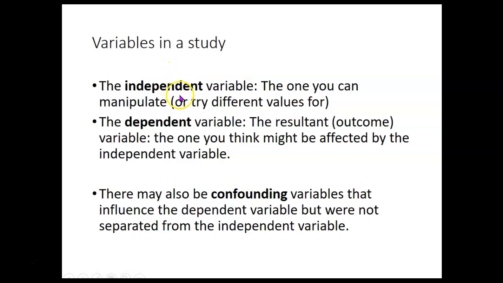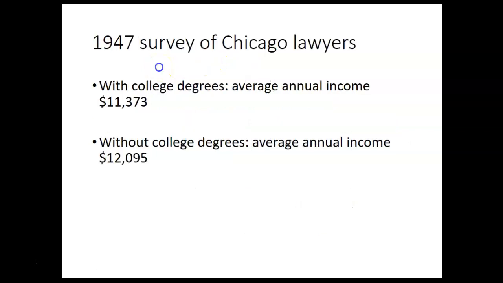So you've got your independent variable, you've got your dependent variable, and there may also be confounding variables that influence the dependent variable, but were not separated from the independent variable. I already mentioned one example of that in my orange juice example. What if people who drink more orange juice also do more of other things or have other characteristics that influence how healthy they are? Here's one example I ran across of confounding variables.